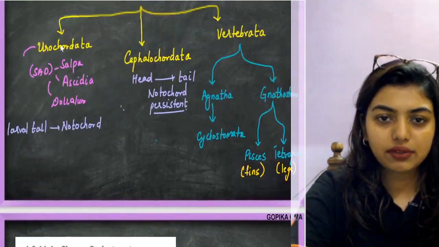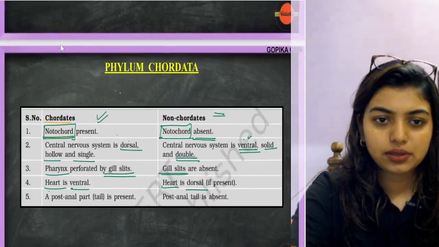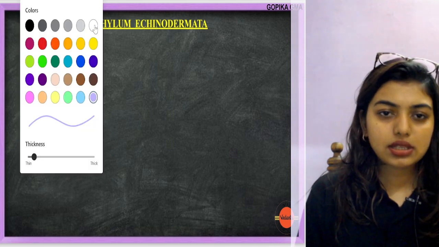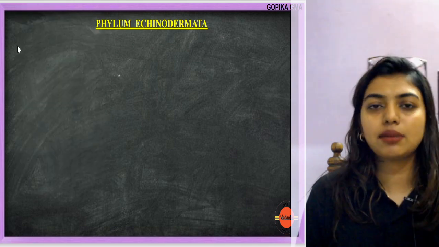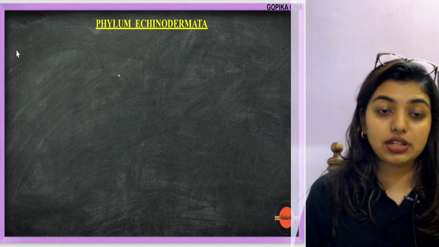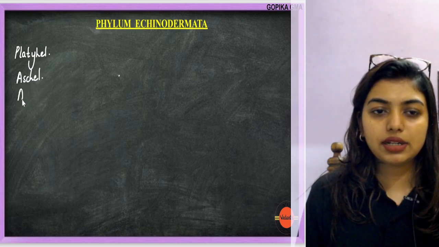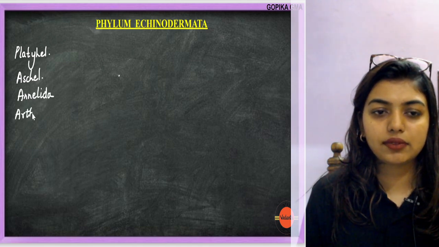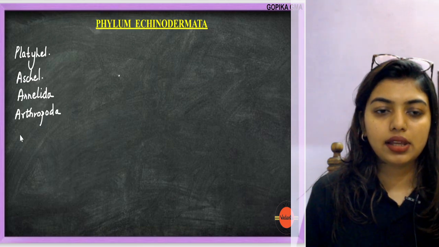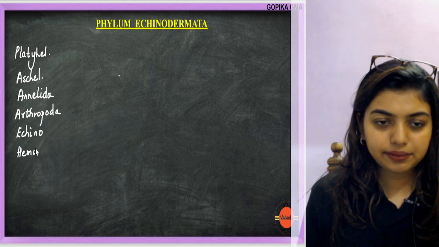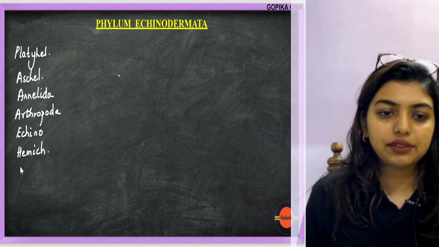I'll just write it here in one of the empty sheets. Yes, here there is an empty sheet. So yesterday, last class, we had completed Porifera, Coelenterata and Ctenophora. Today we completed Platyhelminths, Aschelminths, then Annelida, Arthropoda, Echinodermata, then Hemichordata. Then we did chordates.